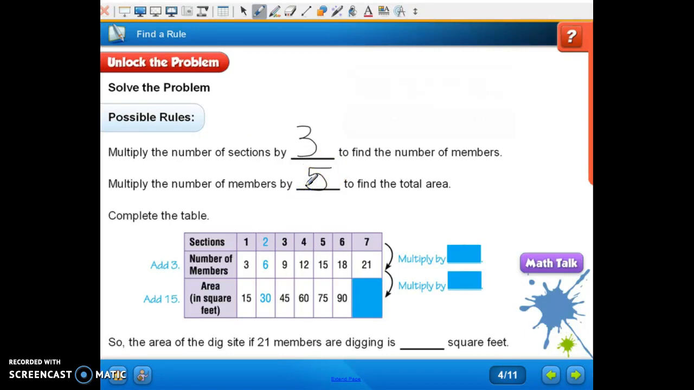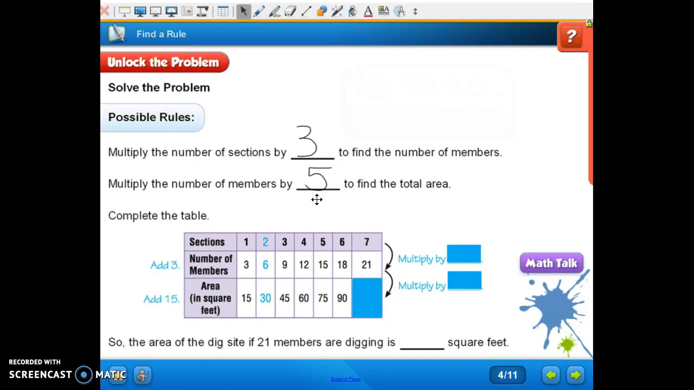Okay, so what we know is that we have 3 members in a 15 square foot area. So there's our first relationship. So what did we do to 3 to get 15? Times 5. We multiplied it times 5. That's why we have our 5 here. Okay? So let's look at our number of members. It's increasing by 3 every time. And our square feet is increasing by 15 every time.